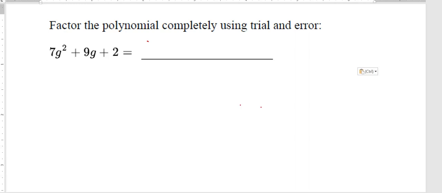Whenever we factor, we first look for the greatest common factor. In this case, there is no greatest common factor, it's just 1. So then we count the number of terms. This has 3 terms, so I'm going to use the AC method.